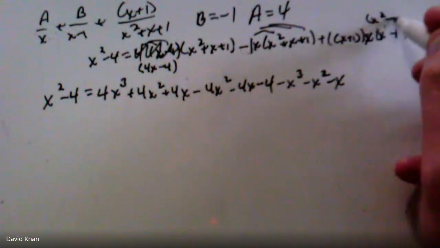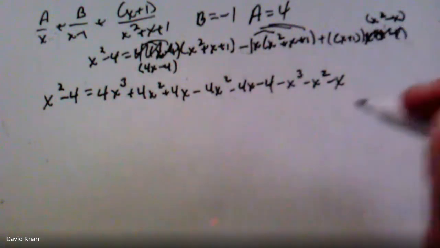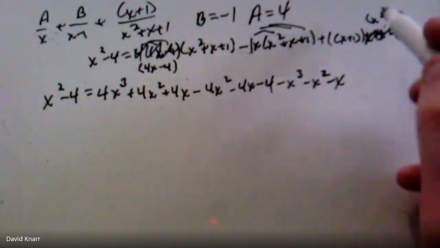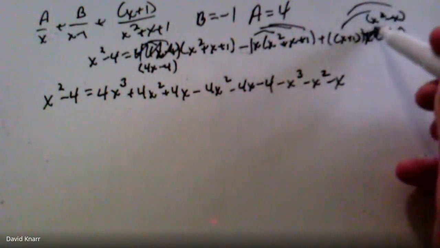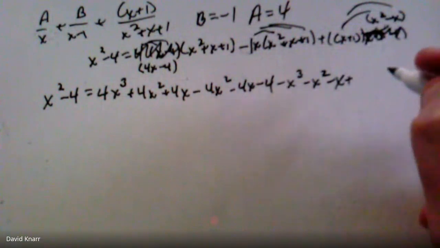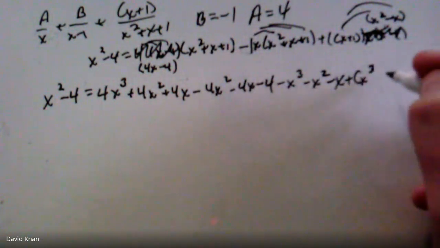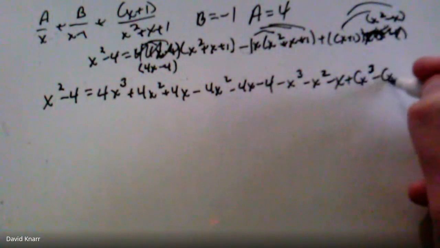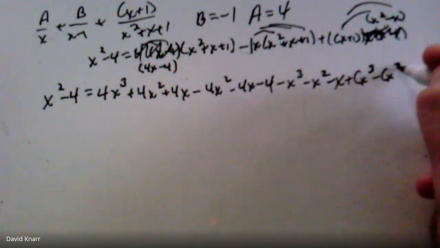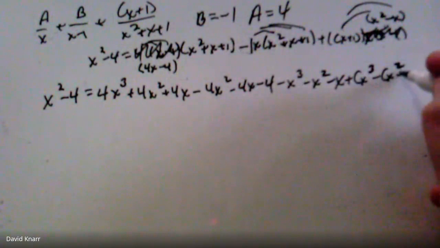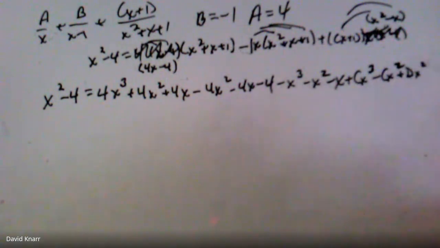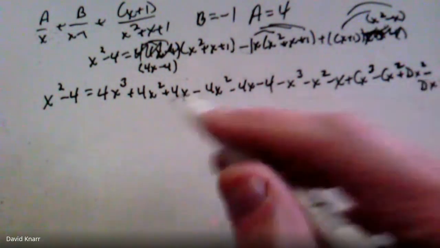It gives me x squared minus x if I multiply these together. And then I'm going to FOIL this with this. So I get plus cx cubed minus cx squared, plus dx squared minus dx. I don't think I can fit it, so we'll put it underneath here. We'll say minus dx. Okay? All right, so I FOILed the whole thing.